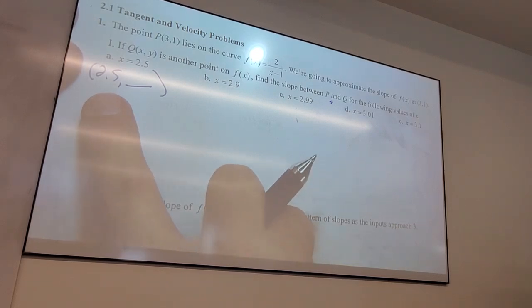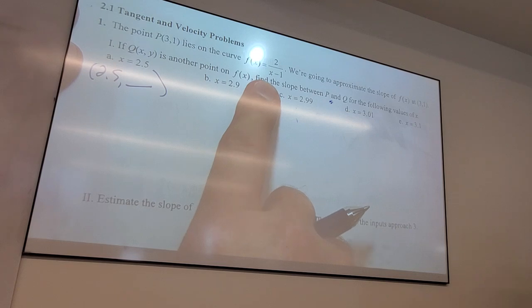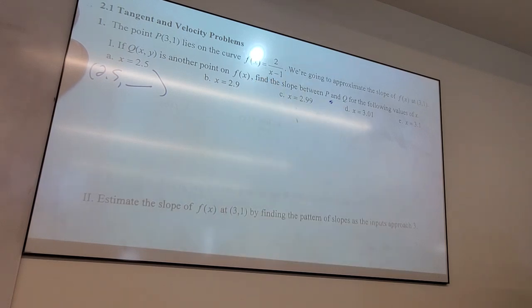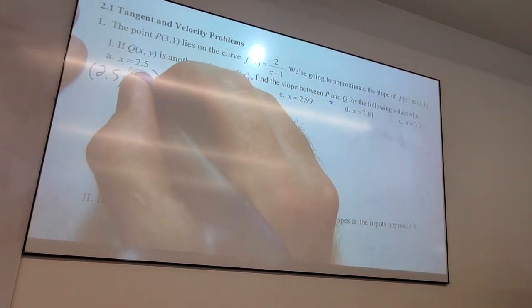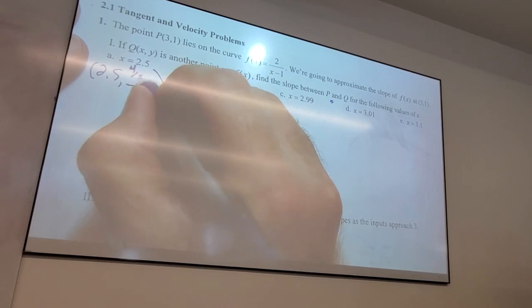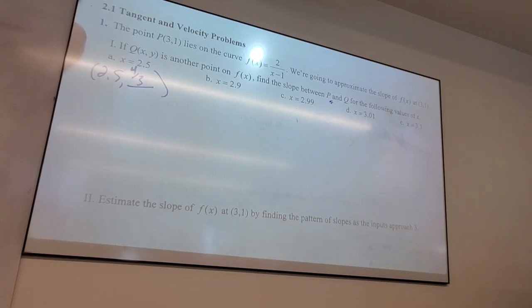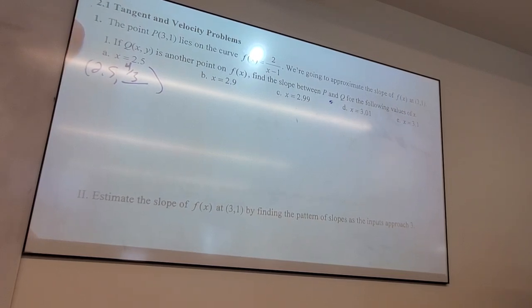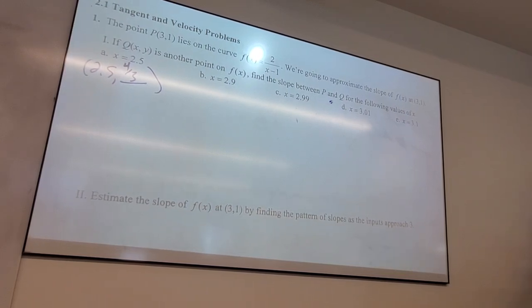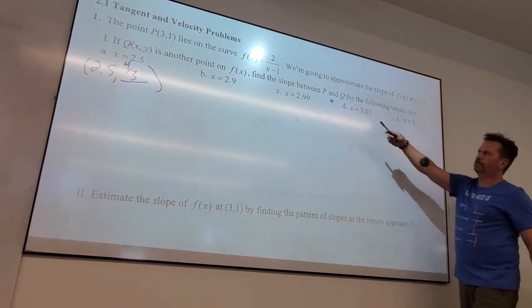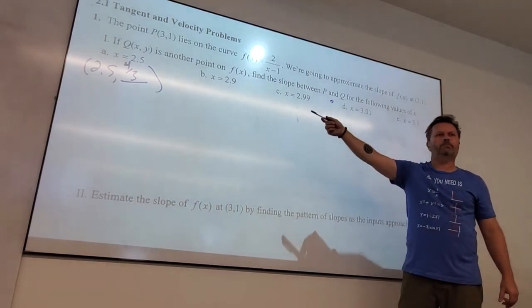Can somebody help me out? If the input is 2.5, what's the output? 1.3 repeating or 4/3? I love it. So I'm going to put down here 4/3. Because I'm a weird math person. Does that answer the question, though? No, so you're like, good job, Jeff. But why did I have to do that first? Because it's asking for a slope, and I don't know what the other point is.